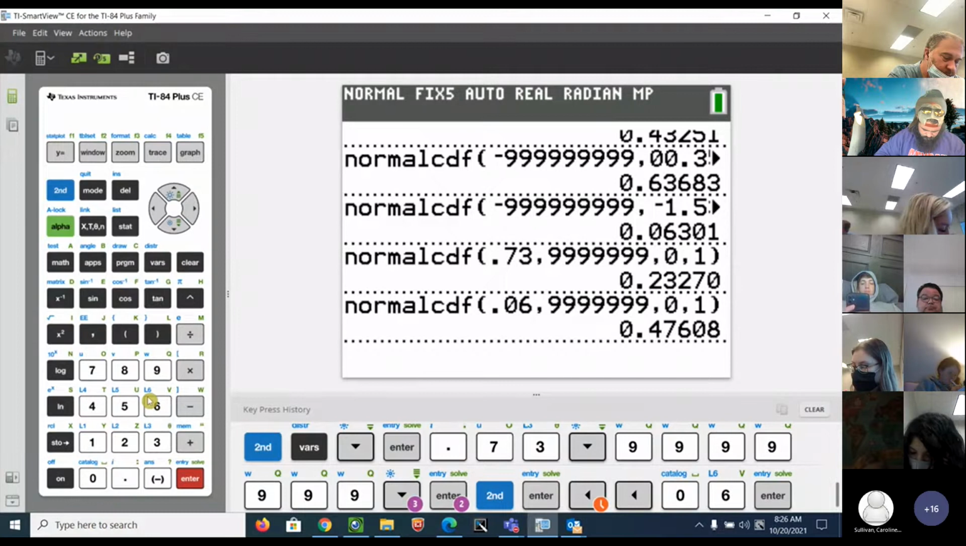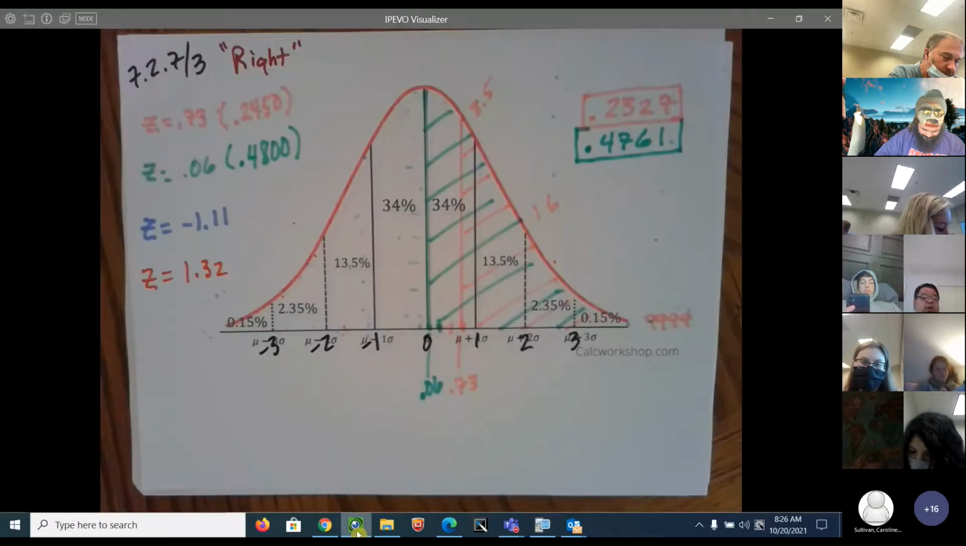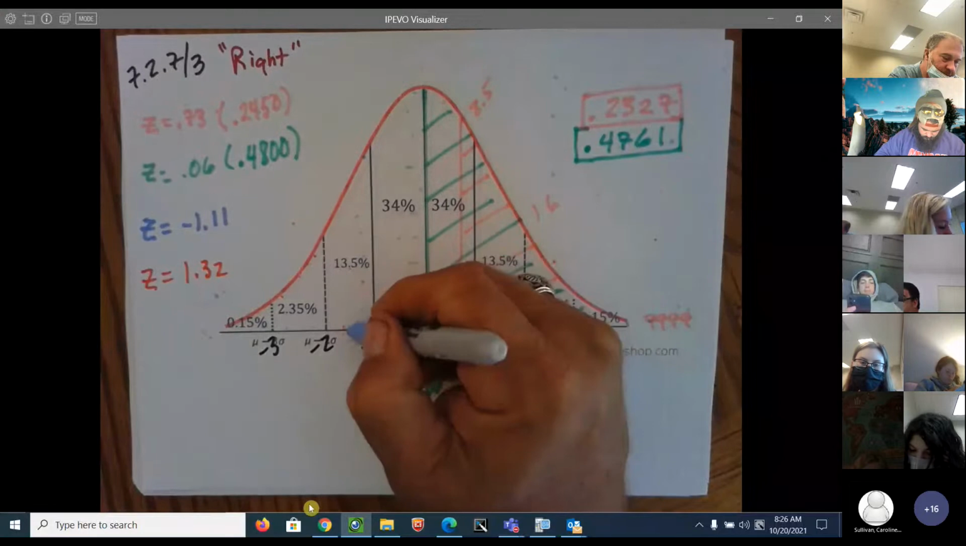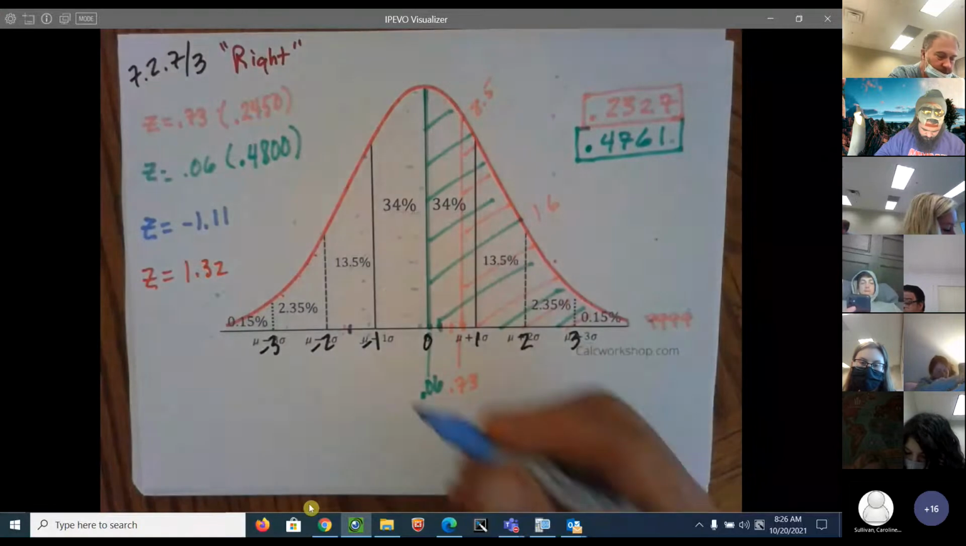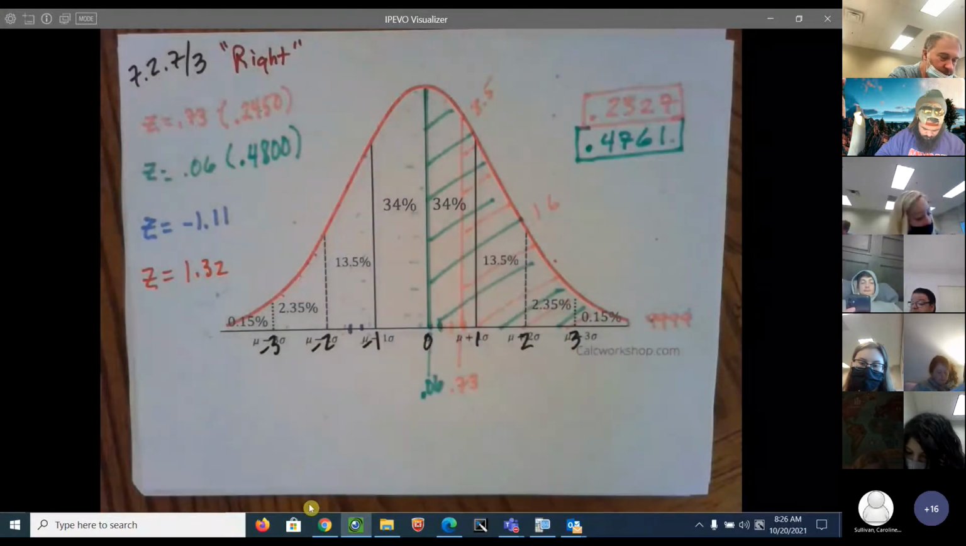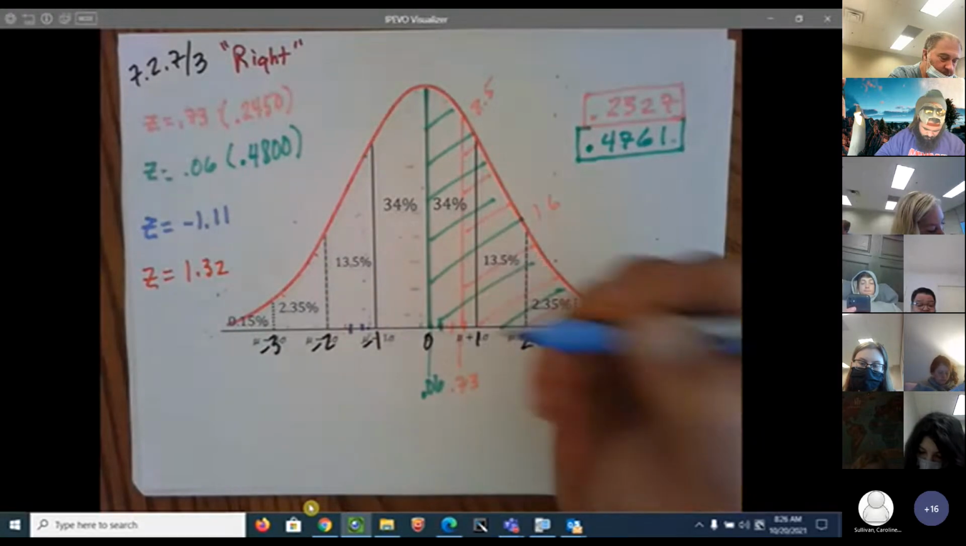Next. Negative 1.11. Well, this is negative 1.5. This is negative 1.25. So half of 2 is 1. So that's going to be that right there.